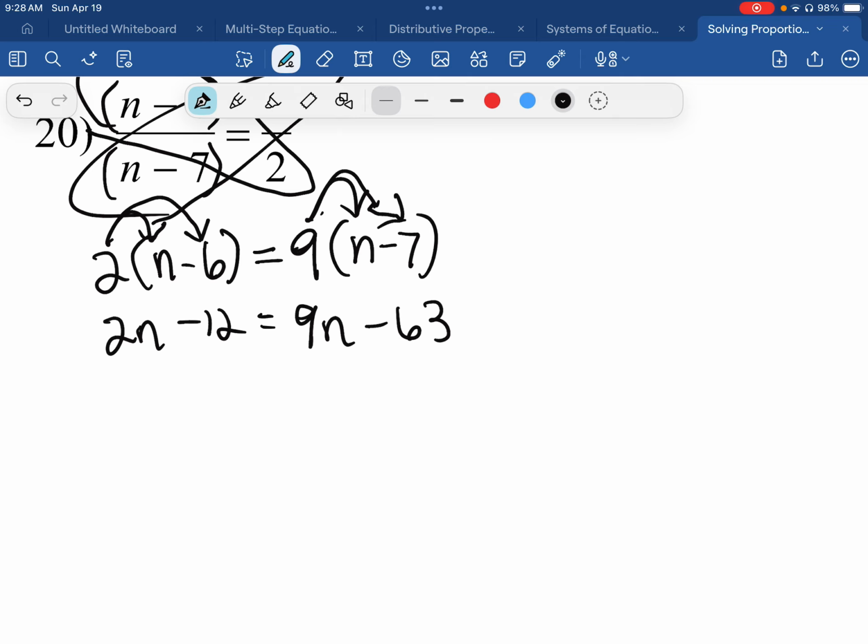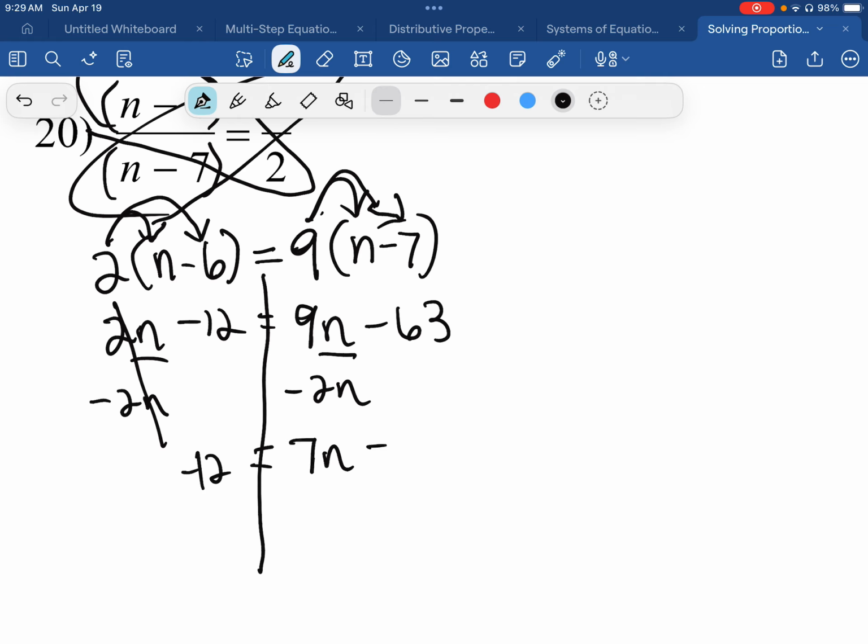So whenever we have variables on two sides of the equation, right? We have this n on both sides. We have to commit to one side. We can either move the n's to the left or move the n's to the right. As a general rule, I just like to make it such that we end up with a positive number because I feel like those are friendlier. So what I'm going to do is subtract 2n from both sides. That allows us to eliminate the 2n from this side. So we're left with negative 12 equals a 9n minus a 2n is a 7n minus 63.